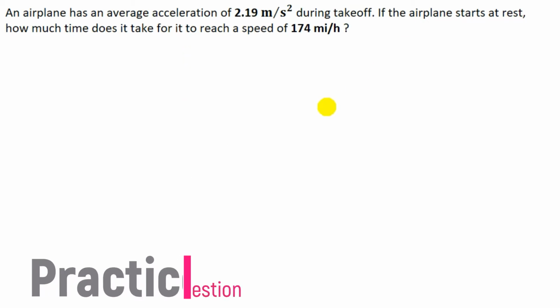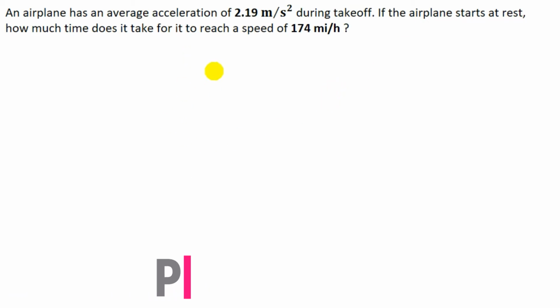Now let's discuss a question based on average acceleration. Here we are given that the average acceleration of an airplane is 2.19 meter per second squared during takeoff. Now if the airplane started at rest, how much time will it take to reach a speed of 174 miles per hour? It is given that the airplane started at rest, that means the initial velocity should be 0. So vi is 0, and average acceleration is given to be 2.19 meter per second squared.